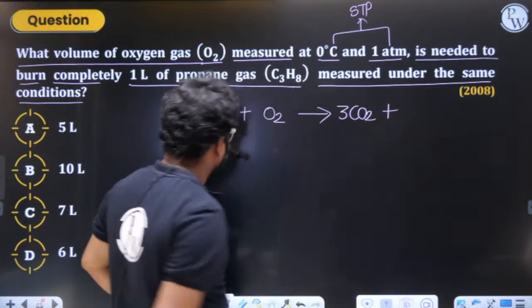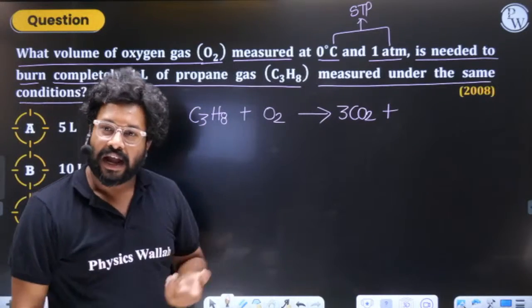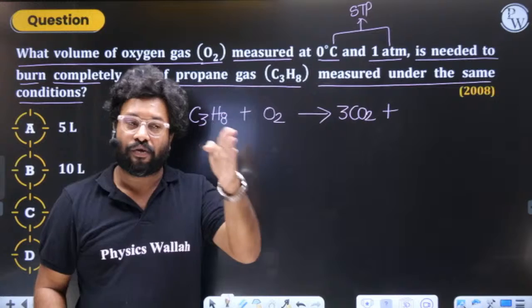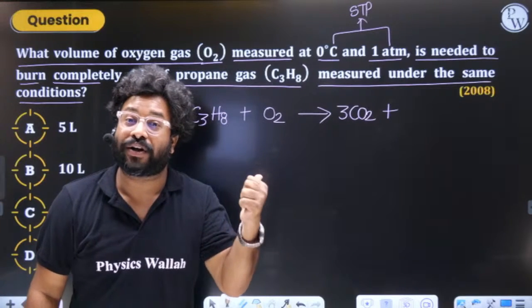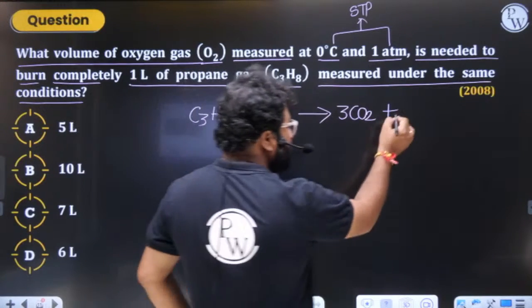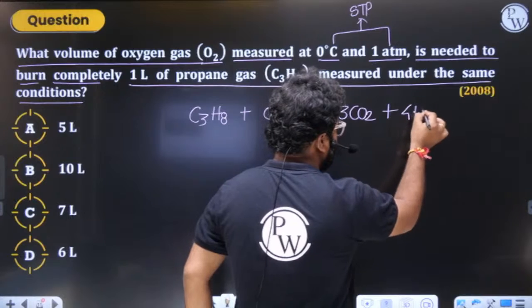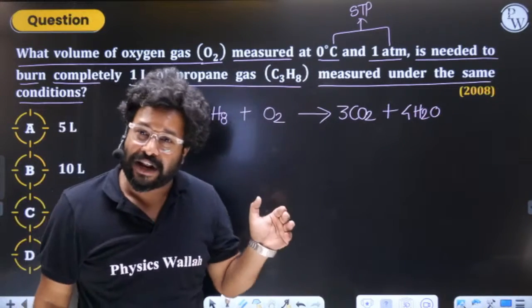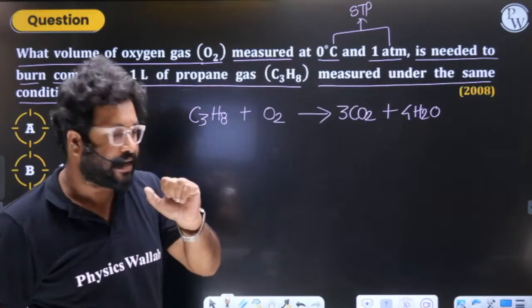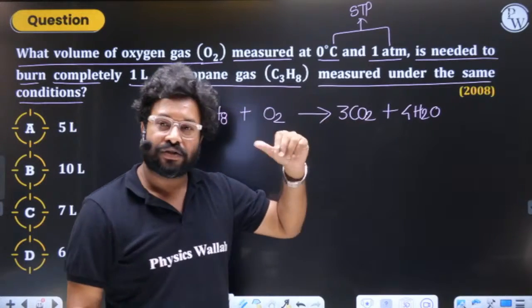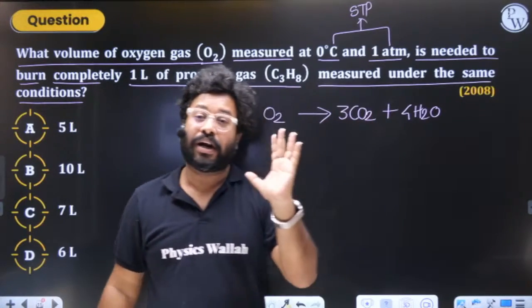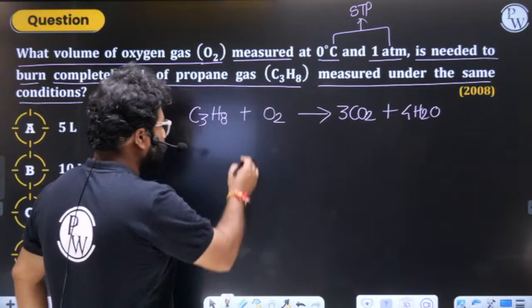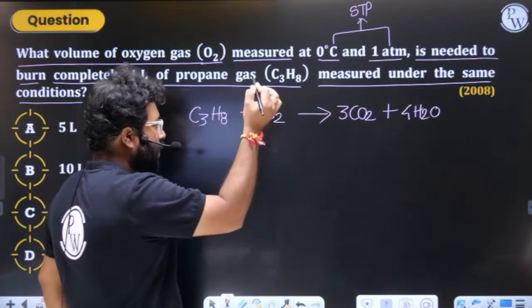And just look here, how many hydrogen atoms do we have? 8 hydrogen atoms. All the hydrogen atoms that you have are going to get converted into water molecules. So it is going to give you 4H2O. Now just look here, how many oxygen atoms are there on the right hand side? You got 3 into 2, 6. 6 plus 4, 10. Basically you got 10 oxygen atoms, right? So you are going to have 5O2 here.